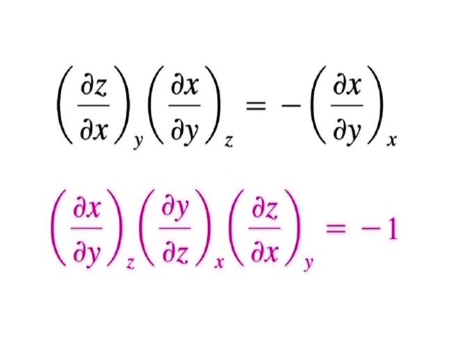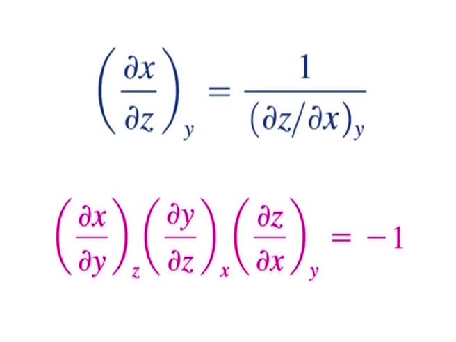(∂z/∂x)_y (∂x/∂y)_z = -(∂z/∂y)_x, which gives (∂x/∂y)_z (∂y/∂z)_x (∂z/∂x)_y = -1.